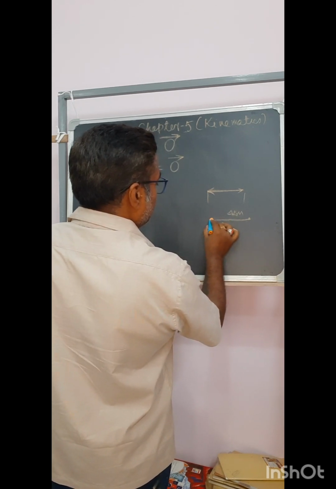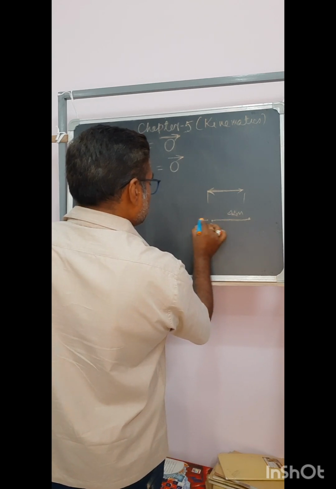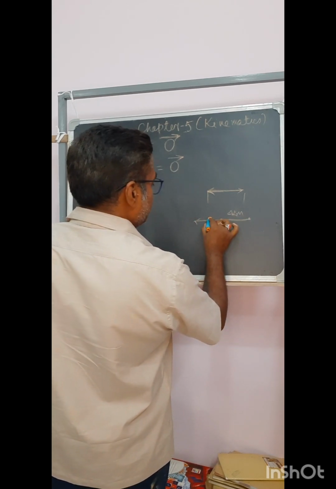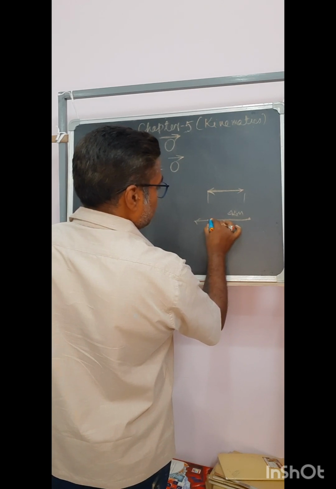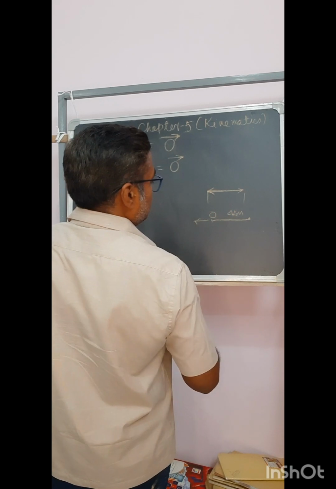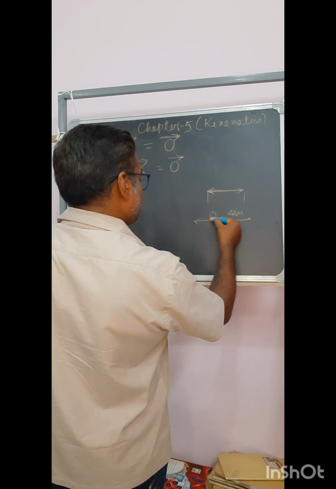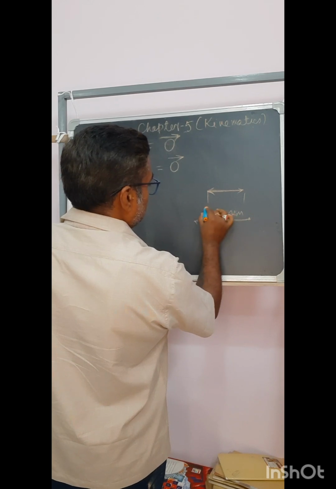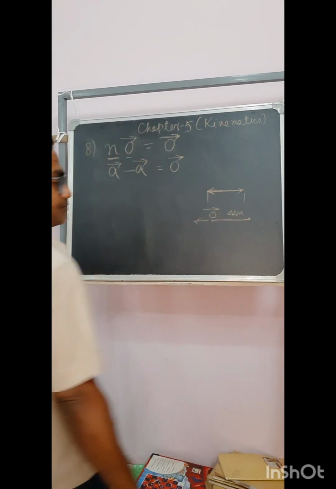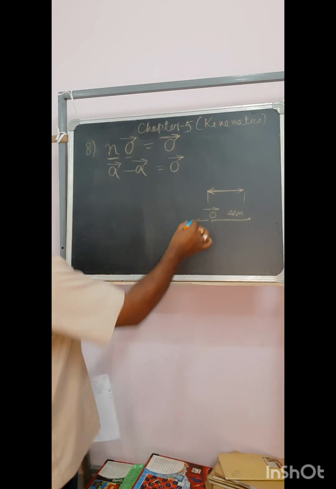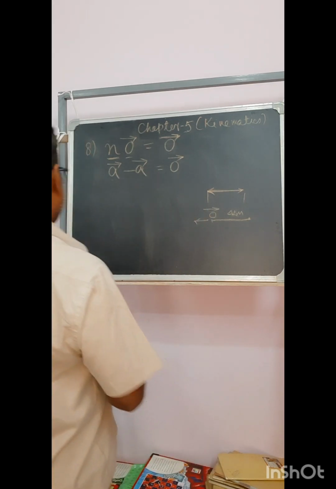So when it is moving in this direction, it must have some direction, but the ultimate displacement between the starting point and end point is 0. As it is following the same path and moving towards the opposite end, it must have some direction, and the resultant has to be a vector. Okay.